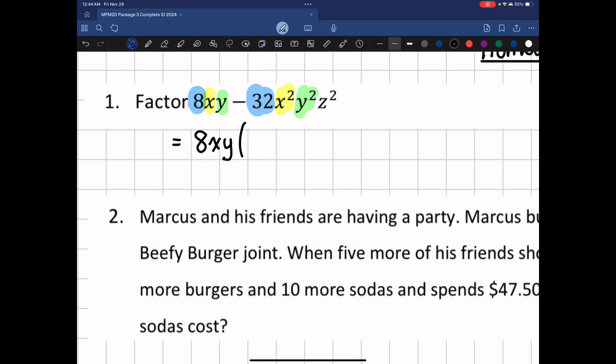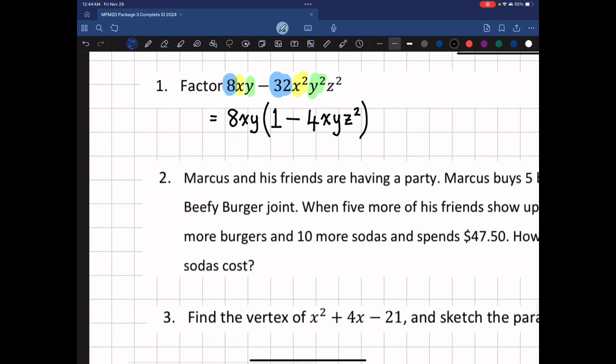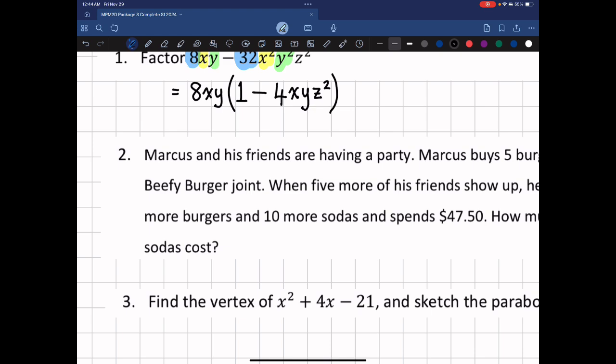All right, so then I can start my brackets. And how do I get 8xy to become 8xy? Well, just multiply it by 1. That's it. And then we've got minus, and 4 8s are 32, so it's 4. X times x will give me x squared. Y times y will give me y squared. And then we need a z squared to be included as well. And so that's it. That's all we can do. Nothing else we can do with that.